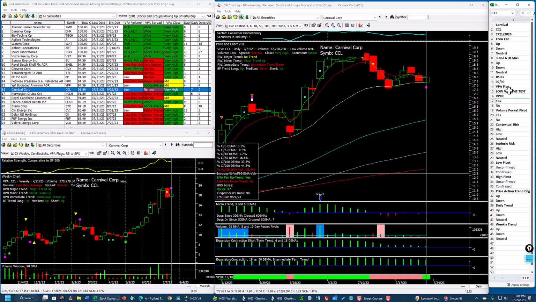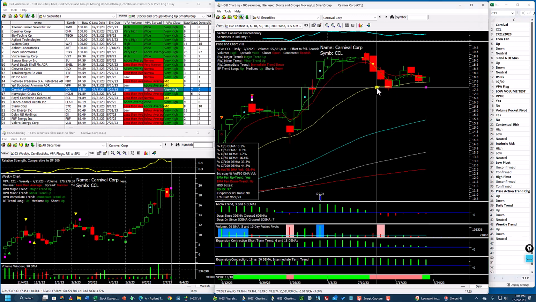VPOC is yes, so Control B. Volume pocket pivot, no. No volume pocket pivot down here, that's Control B. Contextual risk, I'm saying it is low. Why? Because it's been basing through here, and I'm looking at this as a support area right in through here, and in the moving averages, the 3 and the 6 are close together, so my contextual risk is low.